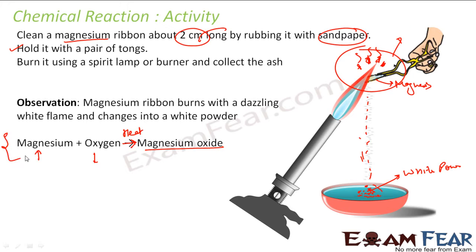This is one chemical reaction. I'm just repeating it here in this scenario. What we have seen is that there's a magnesium ribbon that got oxygen from the surrounding, because we didn't add anything to that. We just had a magnesium ribbon. We heated it up. On heating, we got magnesium oxide, because this white powder is nothing but magnesium oxide.